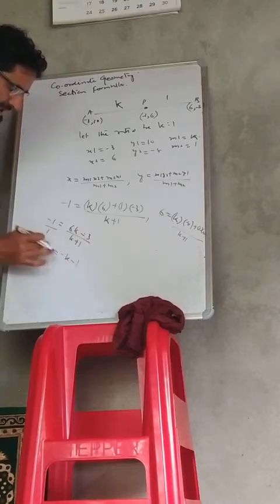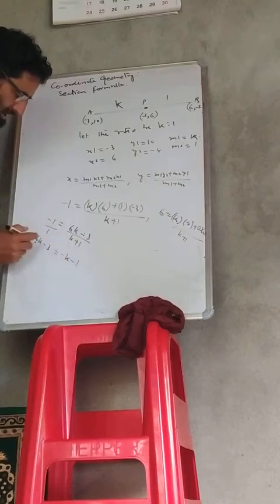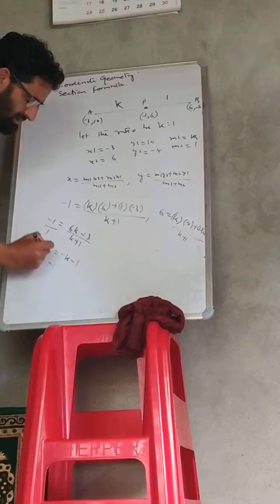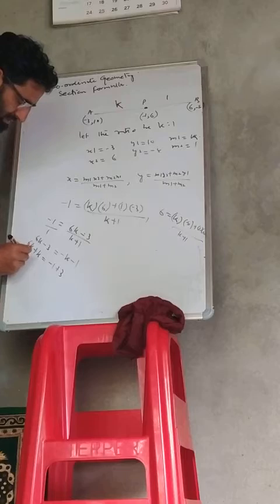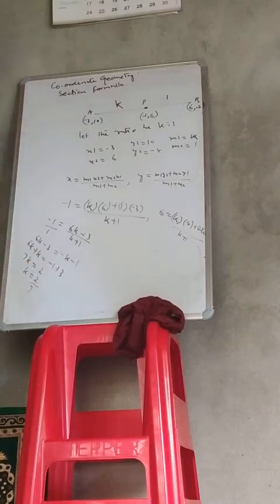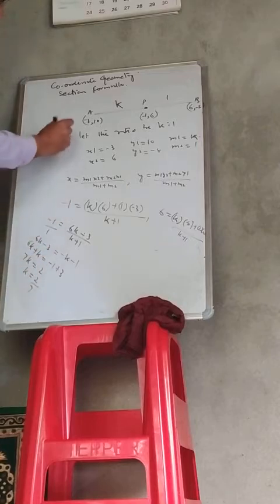So taking k to this side, 6k plus k is equal to minus 1, so this is plus 3 obviously. This is 7k is equivalent to 2. What is k? It is 2 by 7. So k is equivalent to 2 by 7.